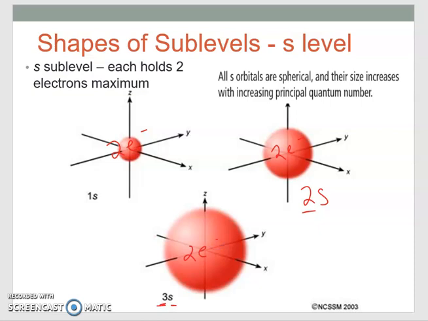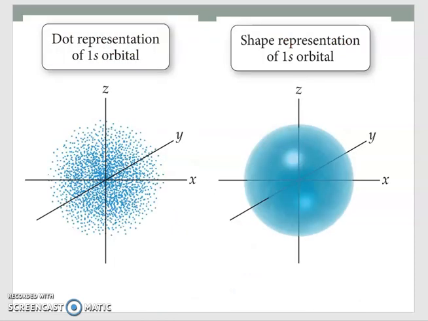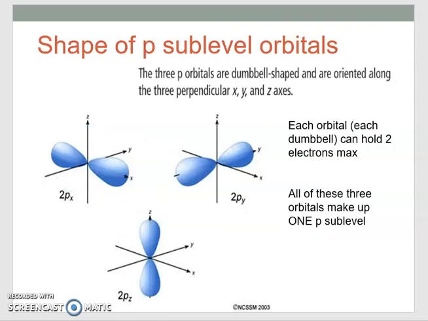Like we were talking about earlier with the probability maps, if we had a dot representation of the 1s orbital, it would look something like you see on the left, and the shape of the 1s orbital is a sphere. This will be similar for all of the orbitals and all of the sublevels that we look at. So our next sublevel is P.